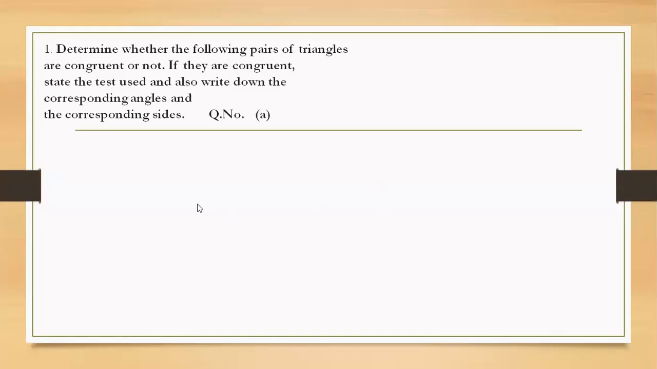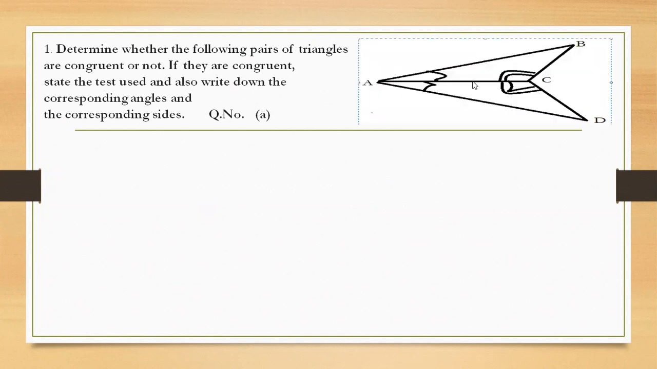Now look here, other questions related to today's class. There are two triangles attached together. In these two triangles, angle BAC and angle CAD are equal. Similarly here, angle ACB and angle ACD are equal. And this one is a common side, AC is equal to AC only.